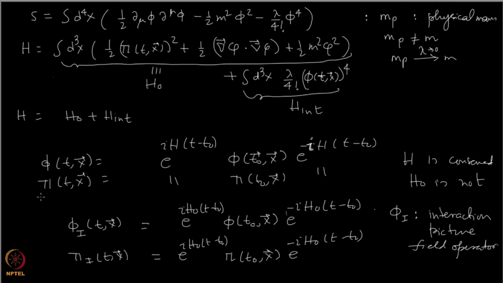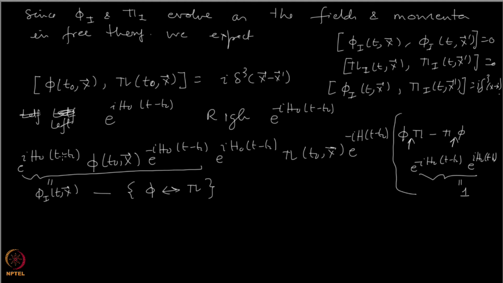Right, we can go and check this with the plus I, minus I, with the phi at t naught. So that is phi I, this piece, and this piece is pi I, right? And the thing which you are subtracting is exactly the same thing in reverse order. So what you get is phi I(t,x), pi I(t,x), and this commutator.